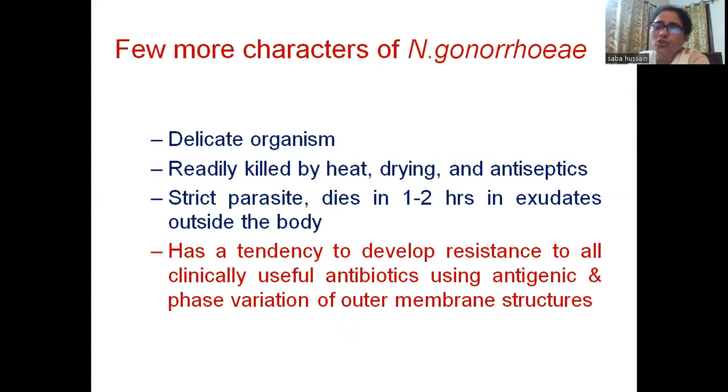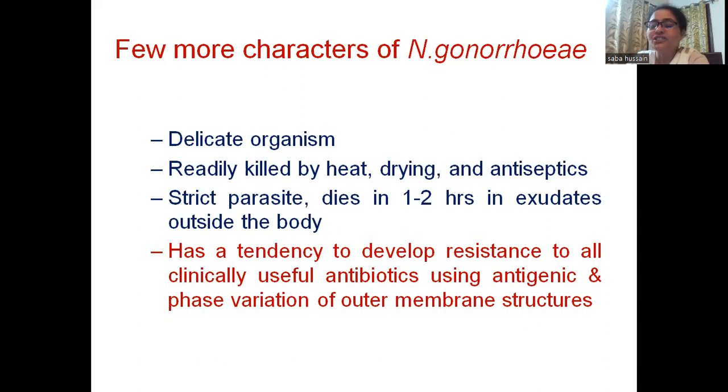Few more characters of gonorrhea. It's a delicate organism. Why am I calling it delicate? Because it is an obligate parasite. It's not going to survive outside the host. It's readily killed by heat, drying and antiseptics. It dies in 1 to 2 hours outside the body, and it has a tendency to develop resistance to all clinically useful antibiotics. That means while inside the host it has this tendency; outside the host, it's very delicate. Why does it develop resistance? Because it can change its shape.